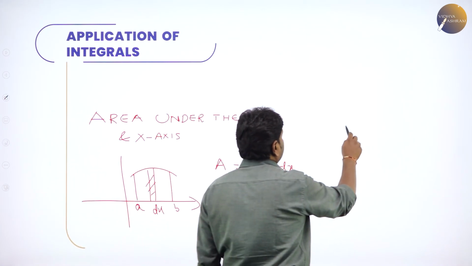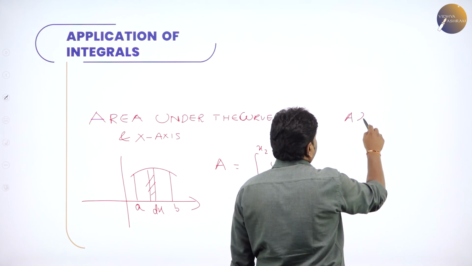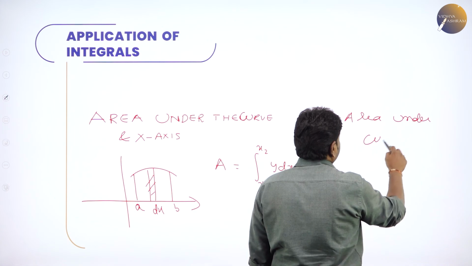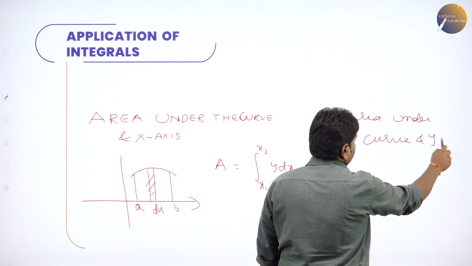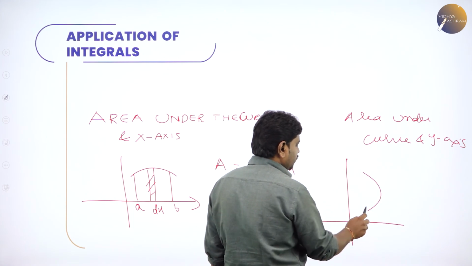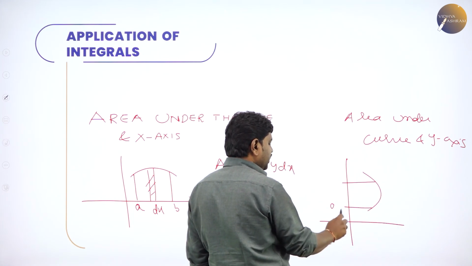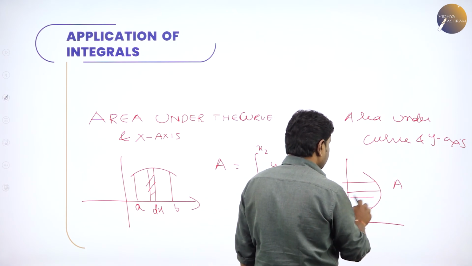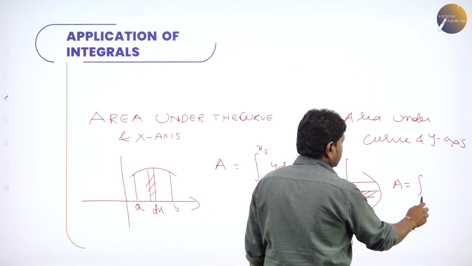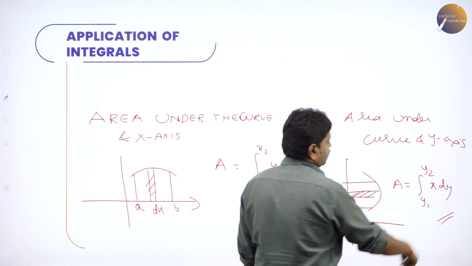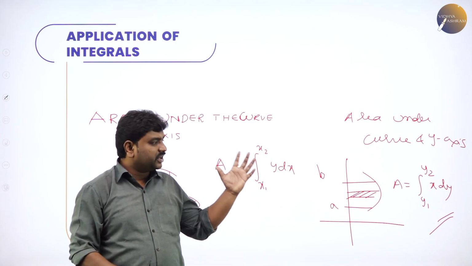Area under the curve and y-axis. What is the area under the curve and y-axis? Suppose this is any curve, you can find the area between it and the y-axis, where we have y limits, y value a to y value b. This is a small strip dy. So the area is integration of y1 to y2 of x dy. So this is the basic.